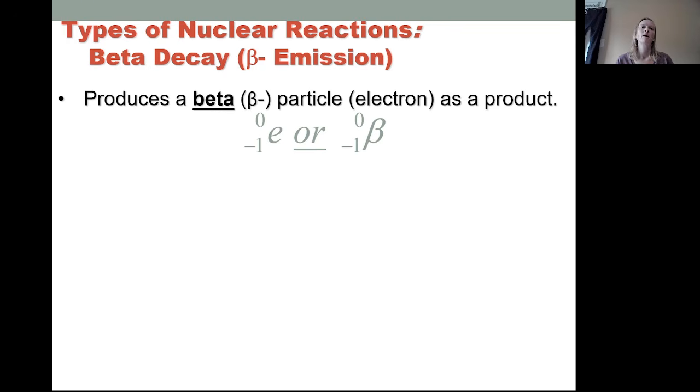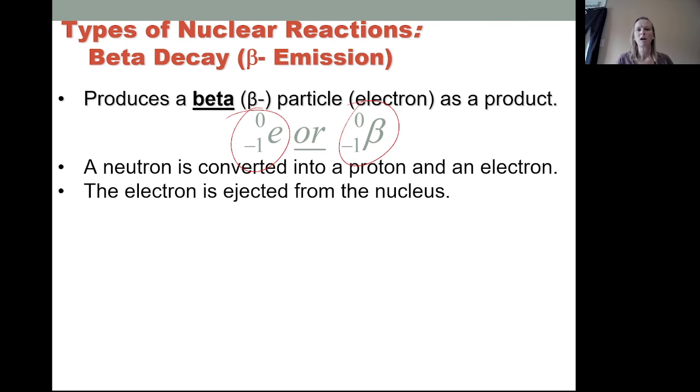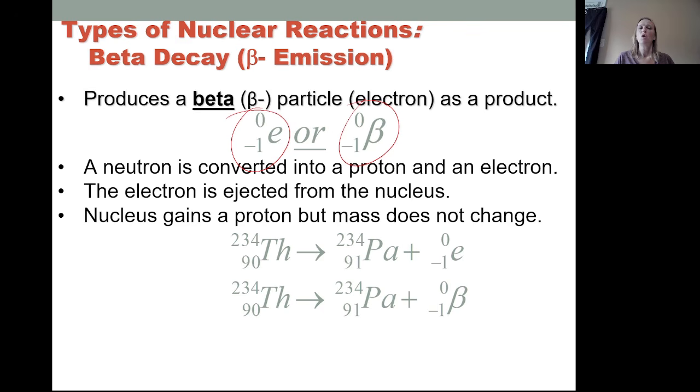Beta decay, or beta emission, produces a beta particle. And as a reminder, this is how we write a beta particle, either as an electron or with the Greek letter beta. And in beta decay, a neutron in the nucleus is converted into a proton and an electron, a high energy electron that's ejected from the nucleus. So the nucleus, as a result, gains a proton, but the mass does not change.